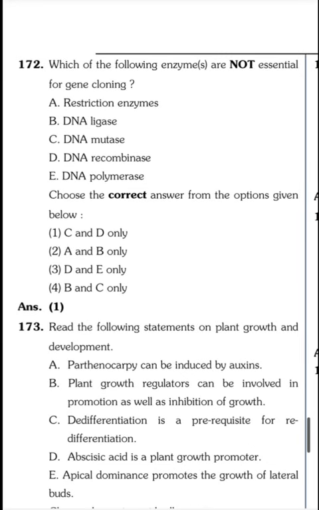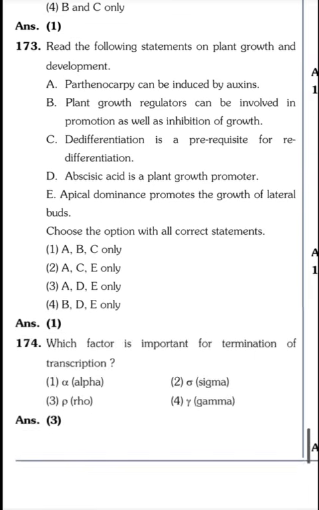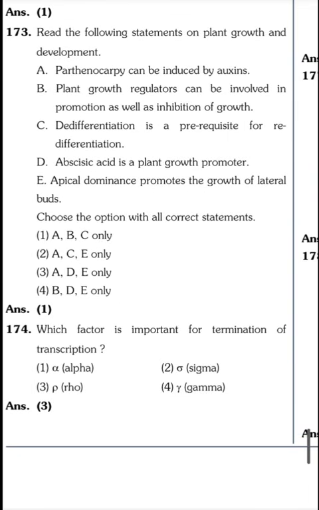See, restriction enzymes are required, DNA ligase is required, DNA mutase is not required. Okay, DNA recombinase is also not required. There is no recombination here. So C and D are not required. Read the following statements on plant growth and development. Parthenocarpy can be induced by auxins. Yes, that can be done. Plant growth regulators can be involved in promotion as well as inhibition of growth. Both they are present. De-differentiation is a prerequisite for redifferentiation. Correct. A, B, C are correct.